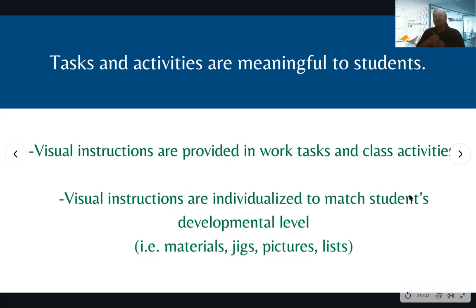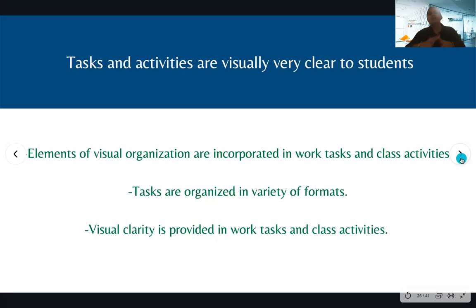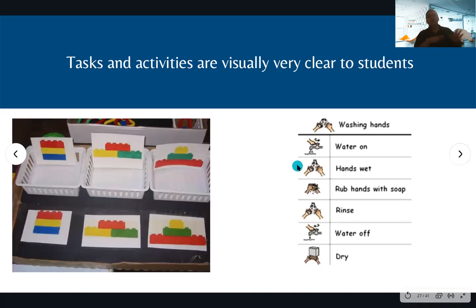Tasks and activities are meaningful to students. Visual instructions are provided in work tasks and class activities. Visual instructions are individualized to match students' developmental levels. Tasks and activities are visually clear to students. So elements of visual organization are incorporated in work tasks and class activities. Tasks are organized in a variety of formats, and visual clarity is provided in work tasks and class activities. These are different examples of what that could look like, right?